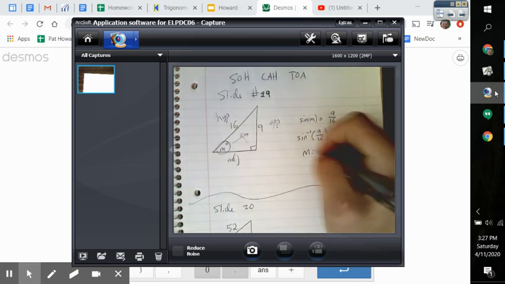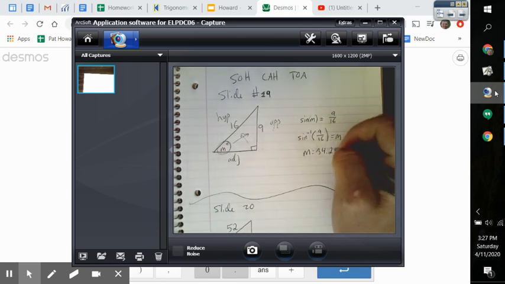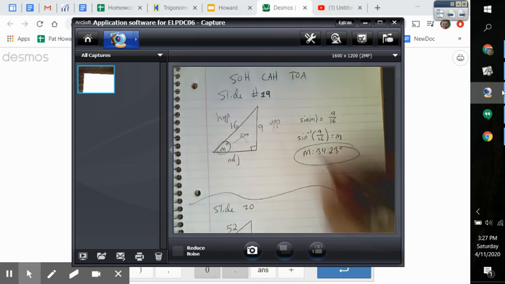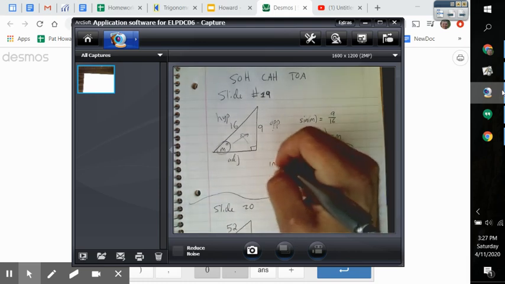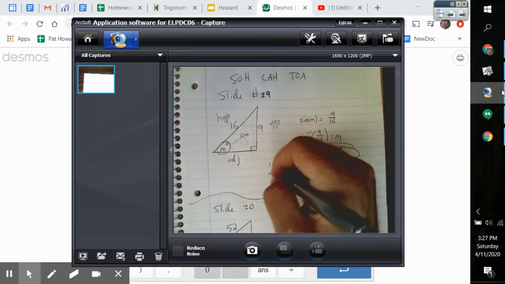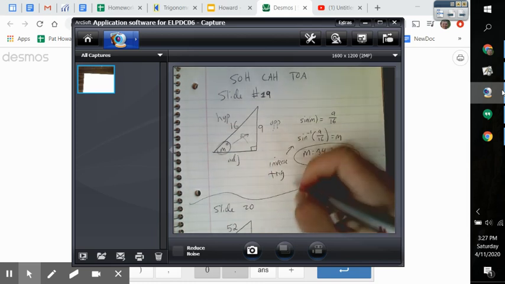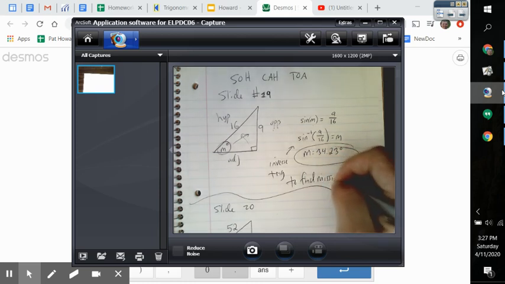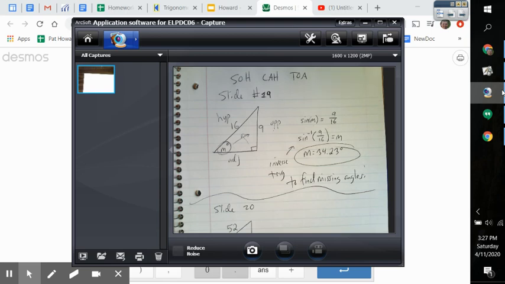Okay, so m equals 34.23 degrees. It's one extra thing. We call this inverse trig, and we only do that to find missing angles, okay? Yes, it's been a few weeks and I've already forgot how to write.